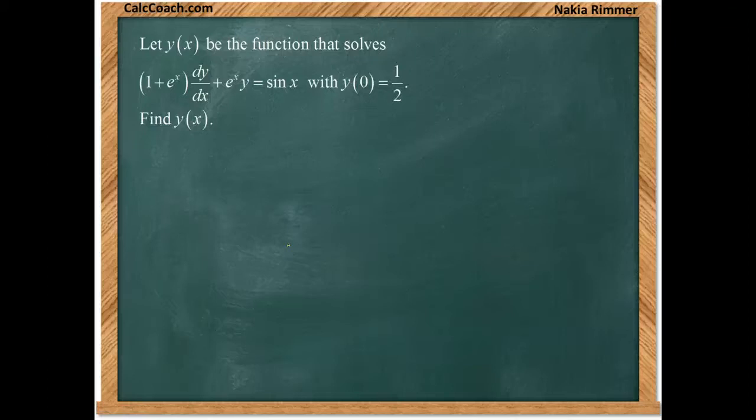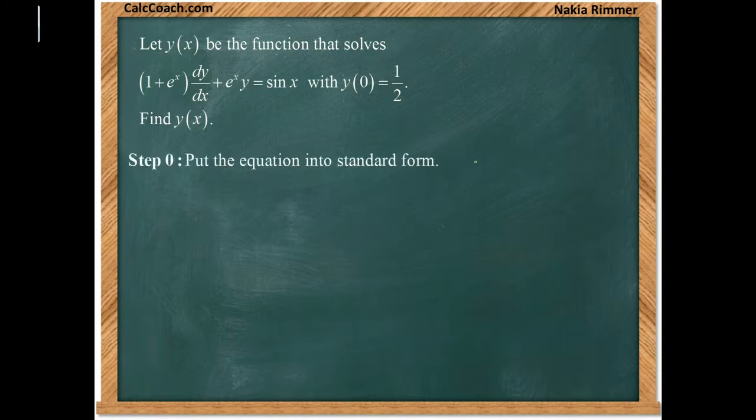Let y of x be the function that solves (1 plus e to the x) times dy/dx plus e to the x times y equals the sine of x, with the initial condition that when y is evaluated at 0, you end up with a half. And you're asked to find the function y of x.